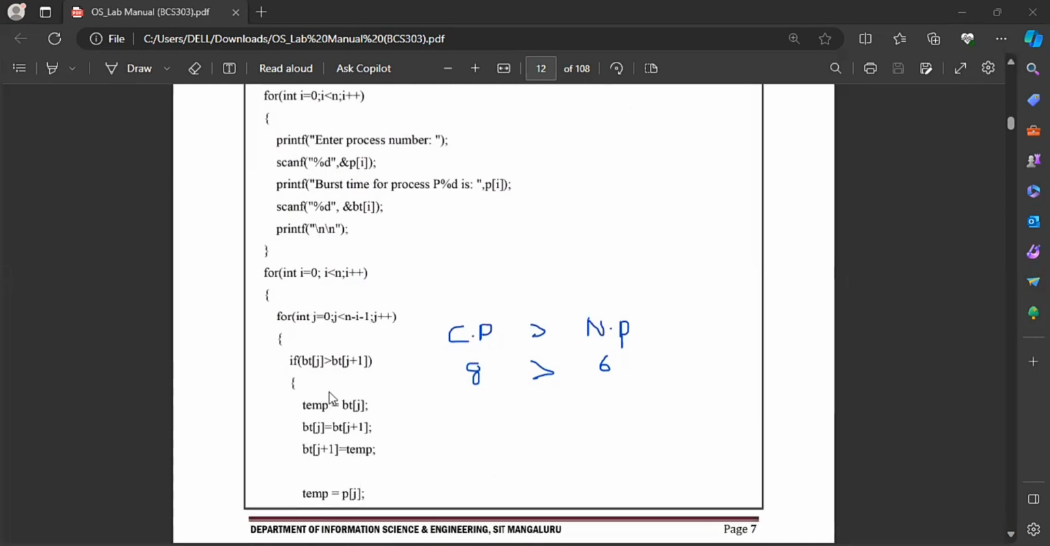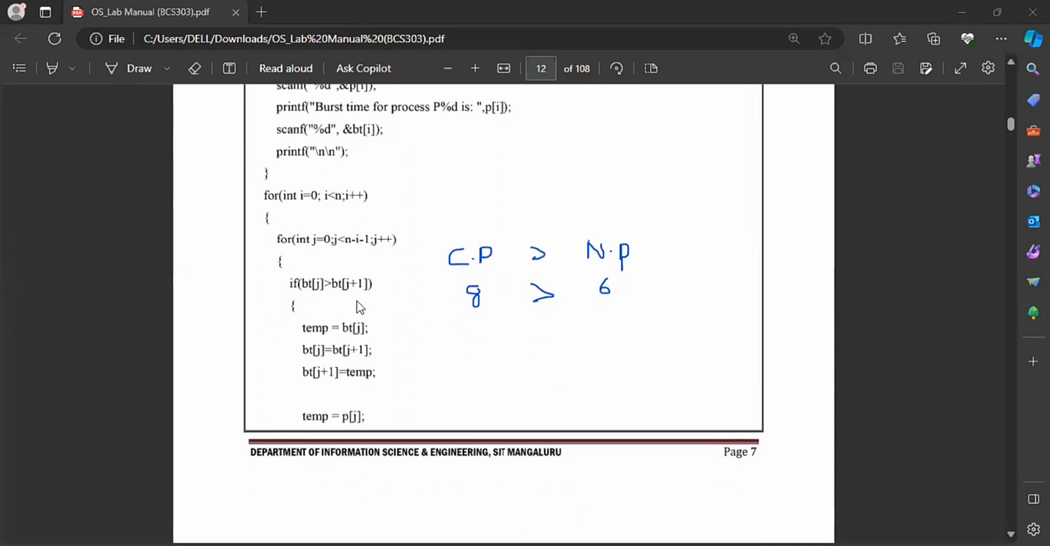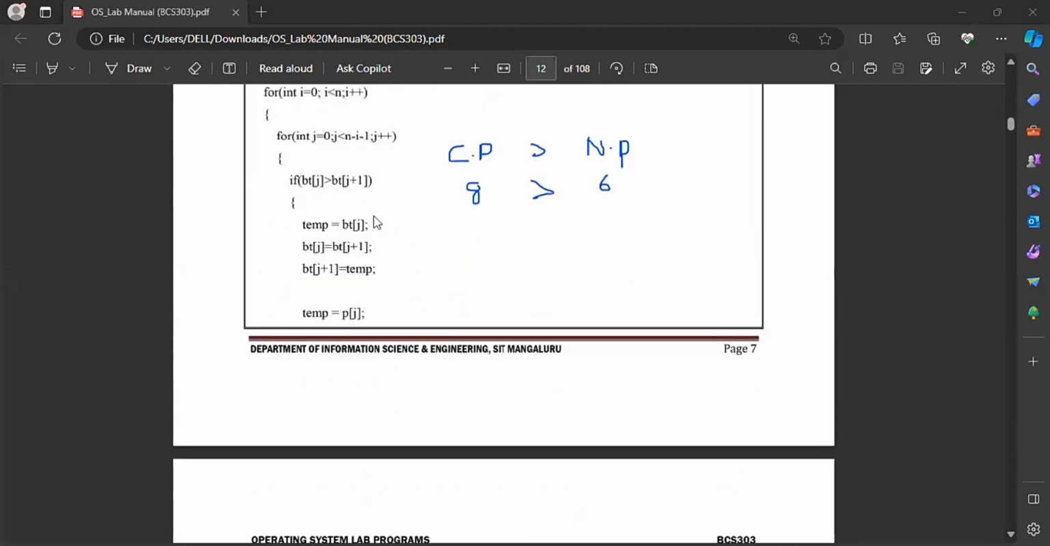After this loop, this code uses the bubble sort to sort the processes based on their burst time in ascending order. We are checking if the burst time of the current process is greater than the burst time of the next process. For example, the current process has 8 and the next process has 6. So 6 should come first, right? Using the bubble sort, we are sorting these numbers.